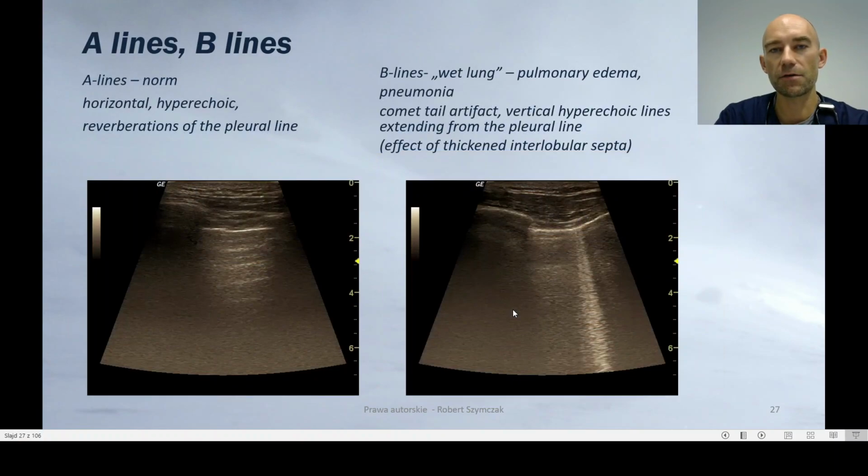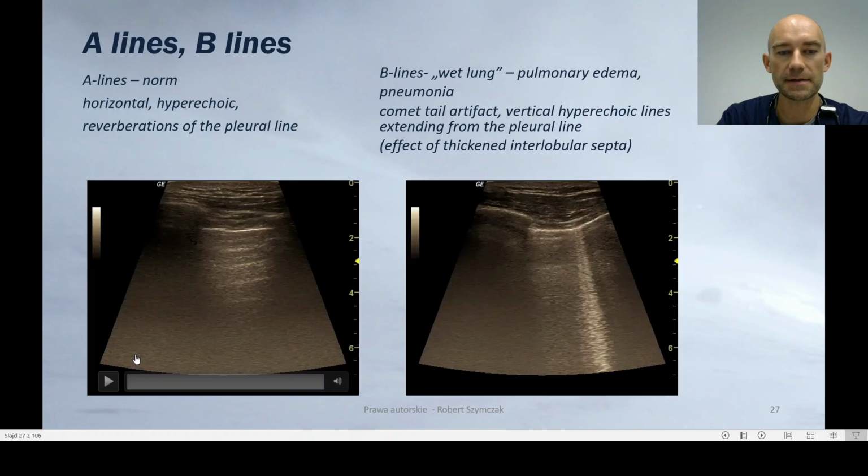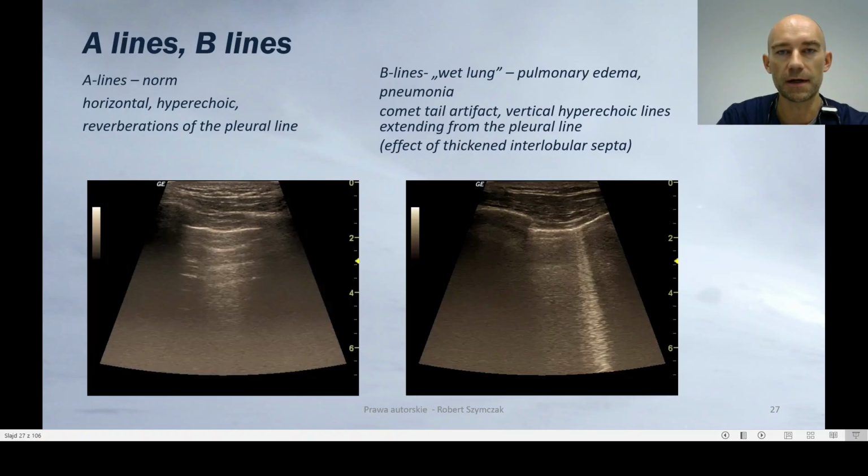Then another thing you can look for are A lines and B lines. A lines are normal, it's the norm. The A lines are horizontal, hyperechogenic reverberation of the pleural line. So here you can see A lines, these horizontal lines. That's the normal sign. There is no fluid in the lung.